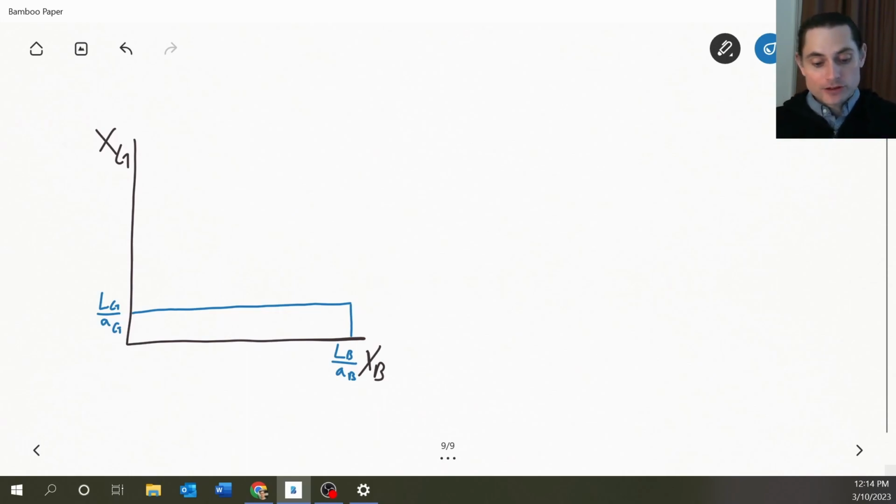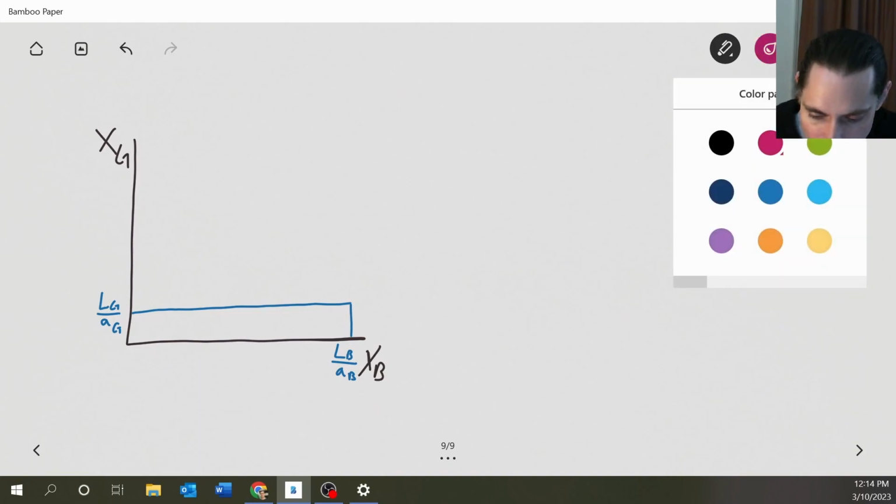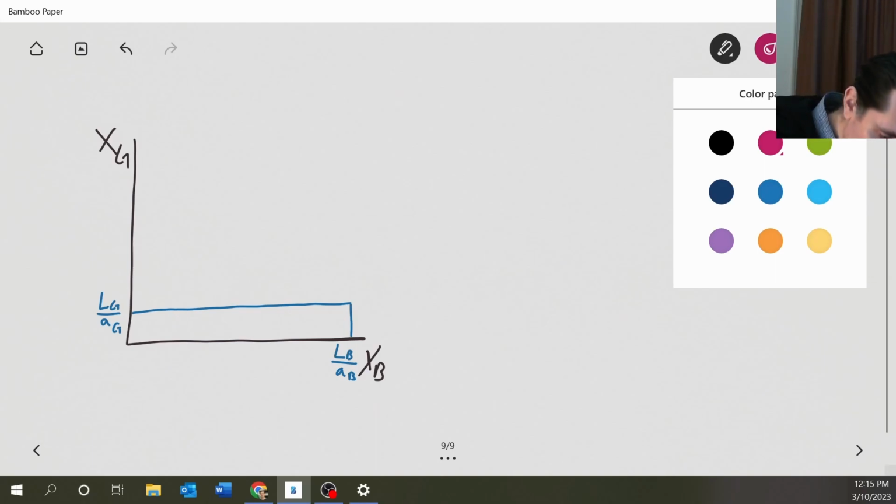Okay. So when we're in autarky, we've got these Cobb-Douglas preferences with these curvy indifference curve lines. So let's look at what kind of indifference curve we're going to have in autarky. We know we want to have the highest indifference curve that's going to intersect with the production possibilities frontier. So it's going to look something like this.